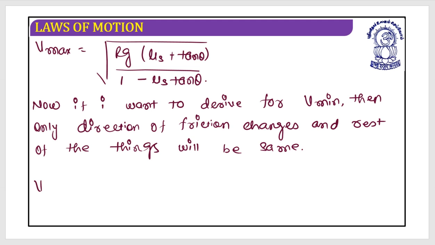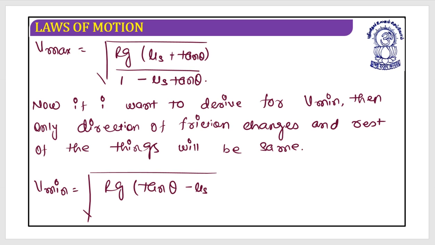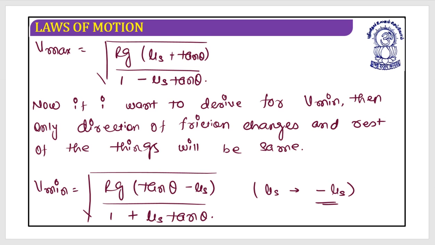So V mean could be written as, what I need to do, I need to replace this mu with the minus of mu. So V mean could be written as, it would be under root of Rg into bracket tan theta minus mu s divided by 1 plus mu s tan theta. This is the V minimum. Yes, I'm just replacing mu s with minus of mu s. I hope this is clear. Is it clear? Is it great?